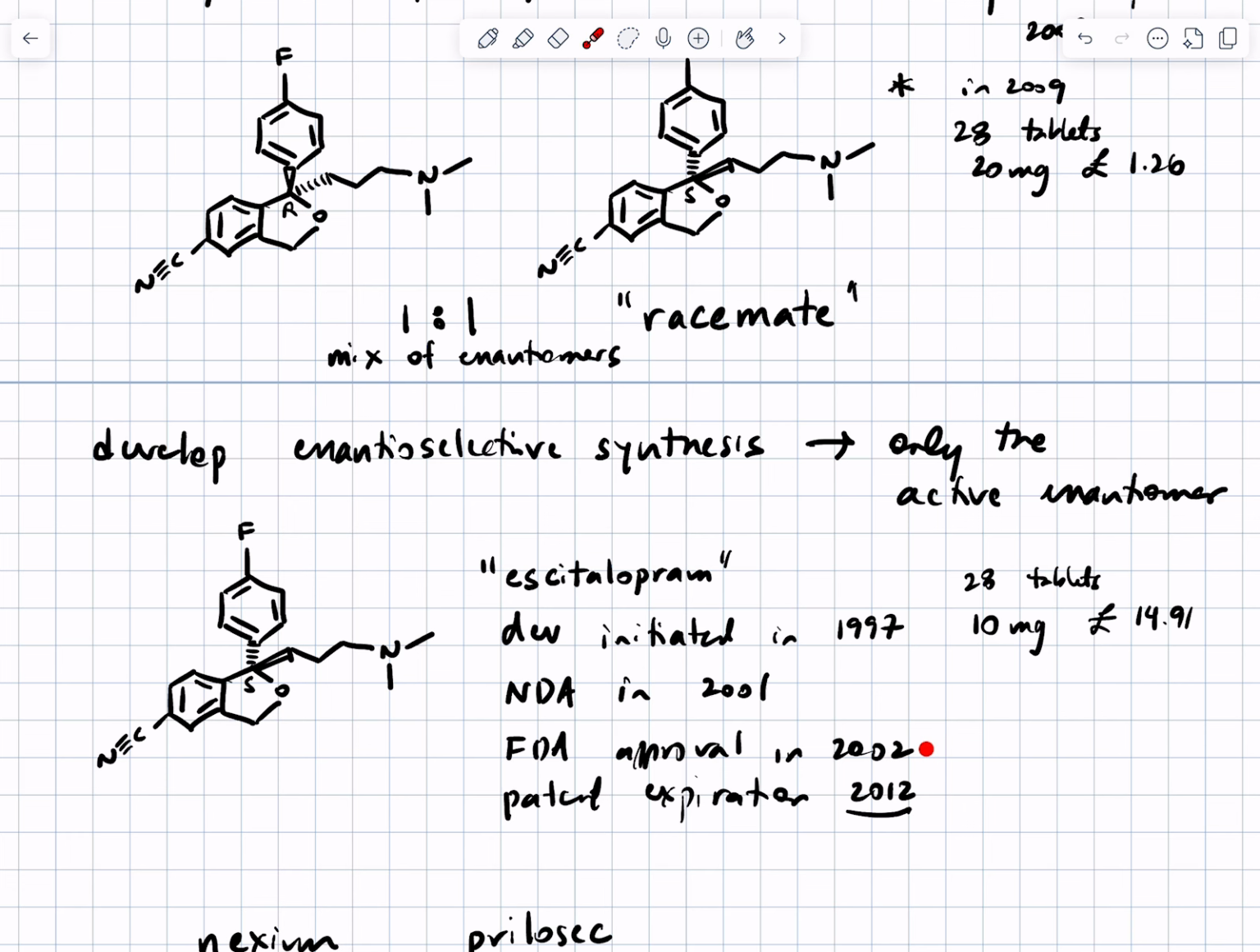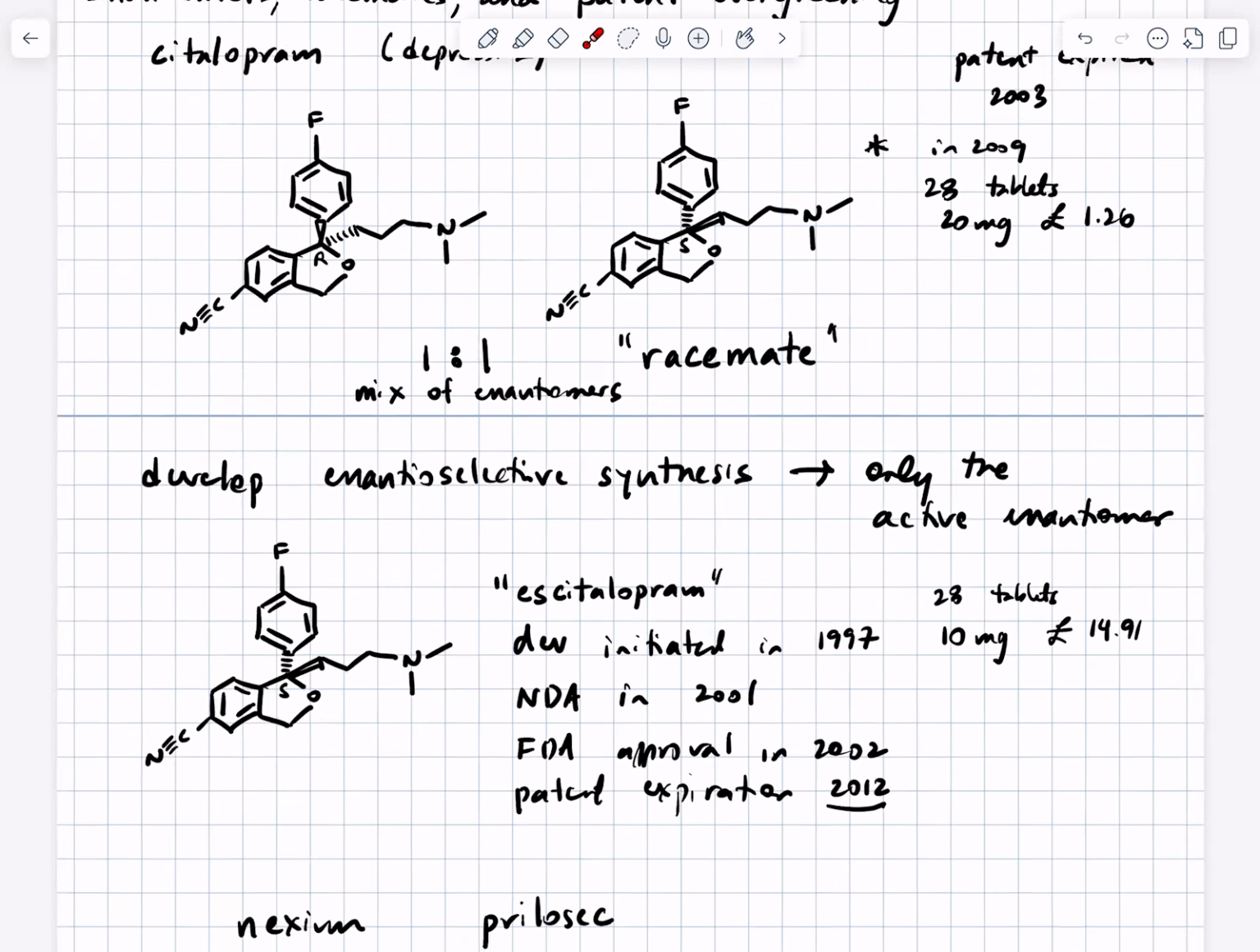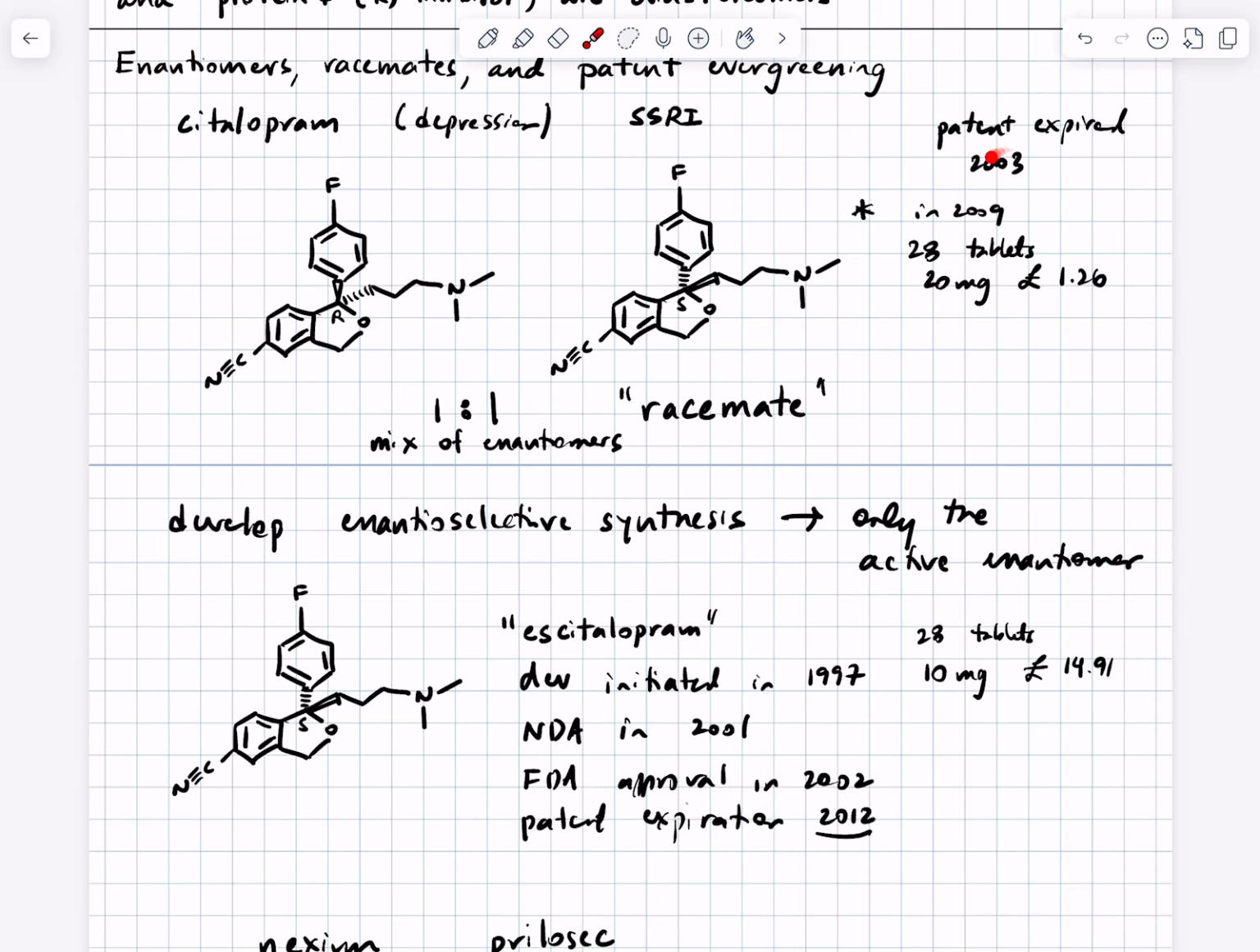Now that's not by chance because they knew that their patent cliff was happening in 2003. So they lined things up so that their new S enantiomer approval by the FDA would happen just as their other patent was expiring. And then they got, again, an additional 10 years on the S enantiomer, okay?